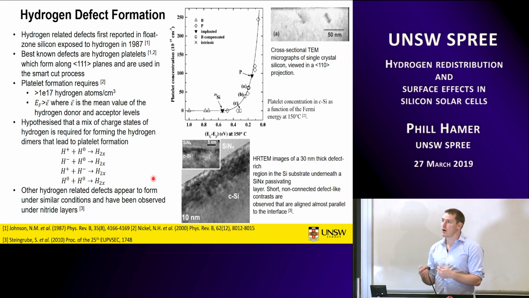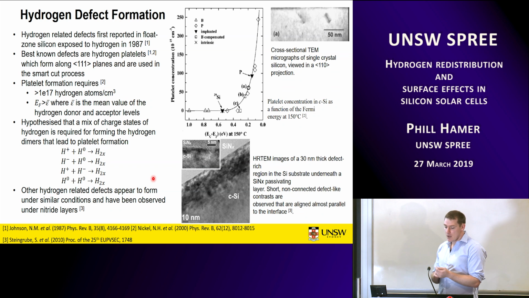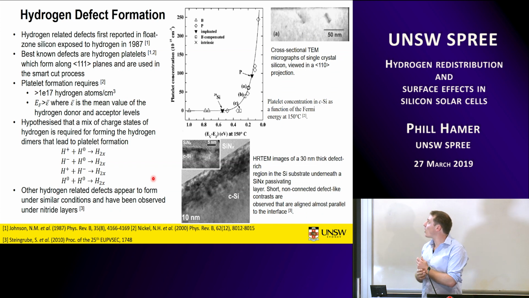So we need a mix of hydrogen charge states to form our dimers to then allow the formation of these platelets, and we are able to match that with the observed behaviour very nicely. So in the top left, you can see a couple of these platelets that formed under the surface of an N-type wafer.